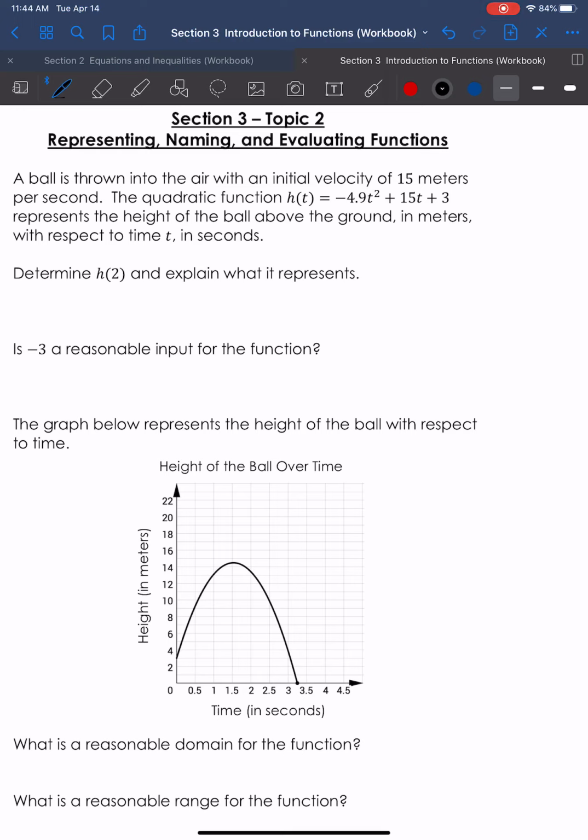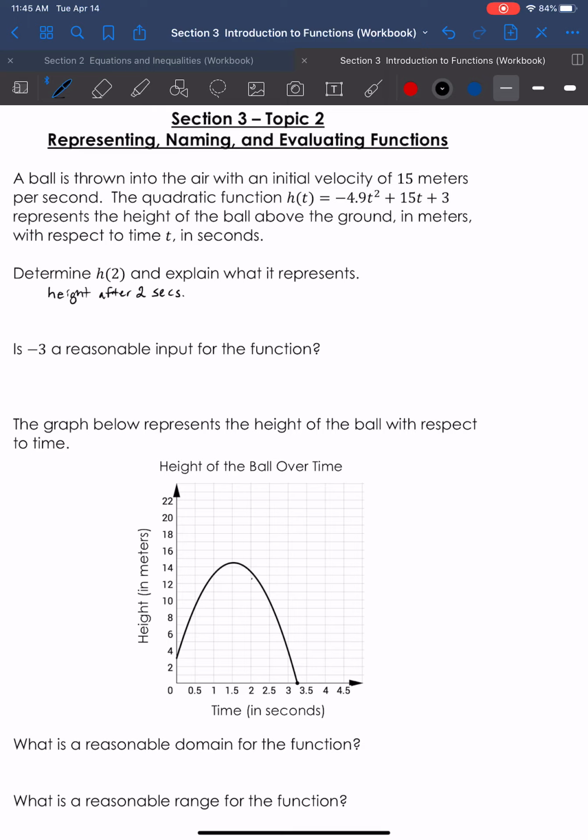Alright, well, if we read the question, a ball is thrown into the air with an initial velocity of 15 meters per second. The quadratic function h of t equals negative 4.9 t squared plus 15t plus 3, and that represents the height of the ball above the ground in meters with respect to t in seconds. Alright, so h of 2 tells us the height of the ball after 2 seconds. Alright, and with this one they gave us a graph of it.